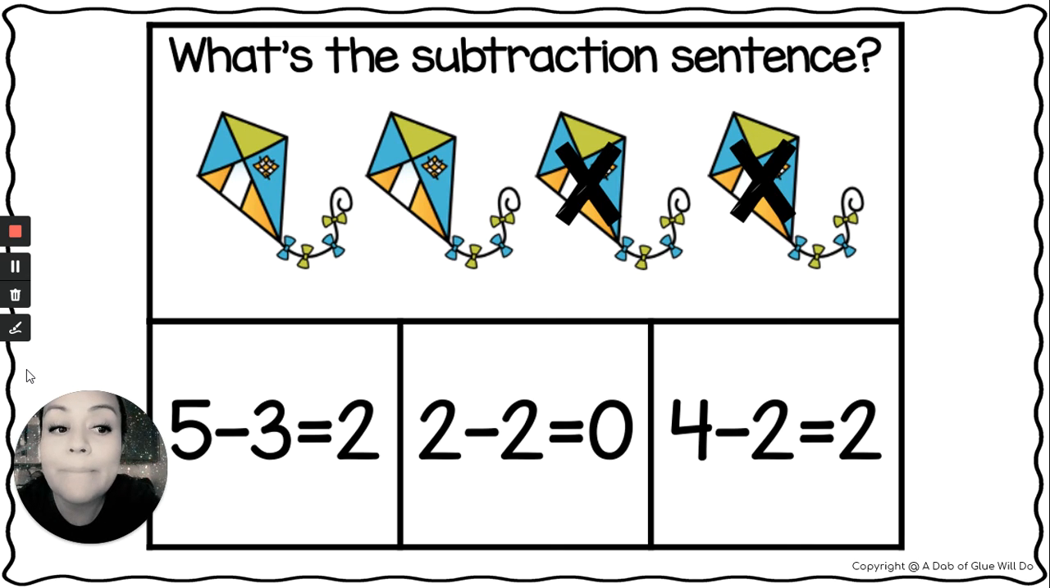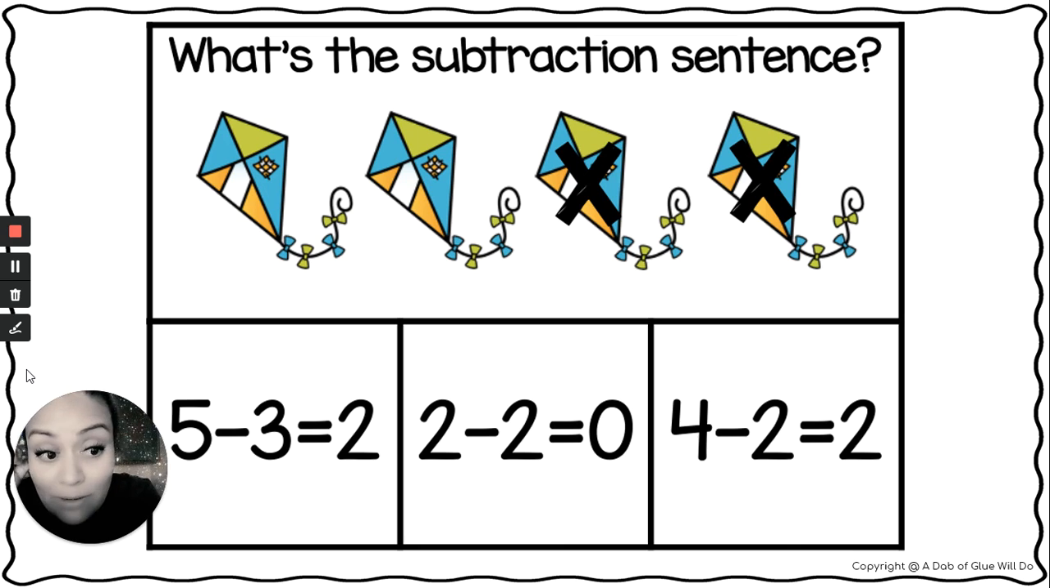Okay. So you have 4 kites and 2 of them flew away, right? So what should be at the beginning of the number sentence? 4. That's right, because that is our whole number. 4 minus how many? How many flew away? 2. That's right. 4 minus 2 equals how many? How many are left? 2. 4 minus 2 equals 2.